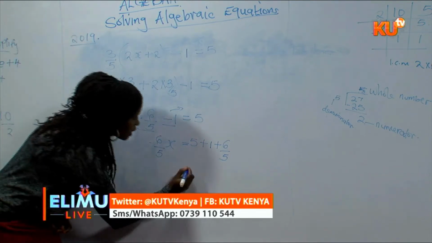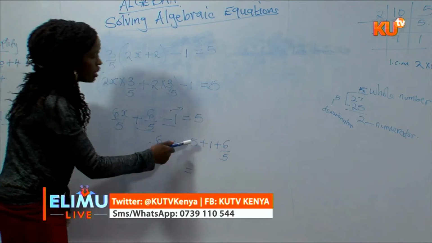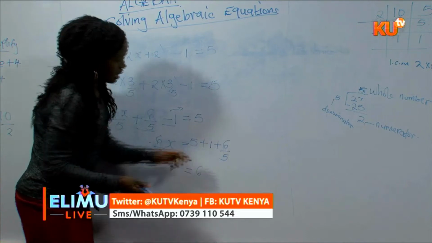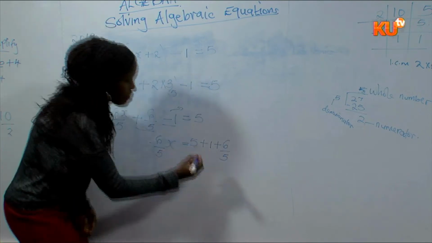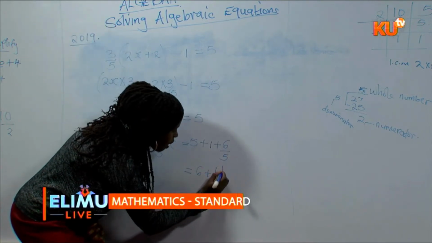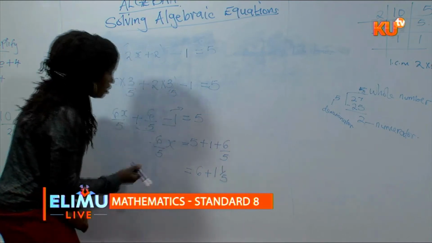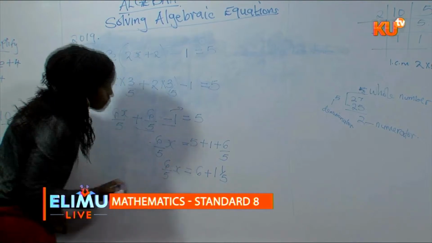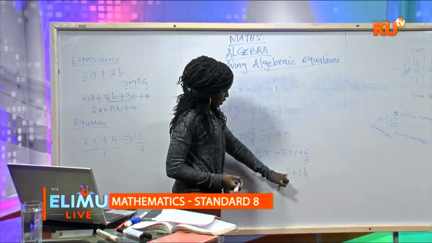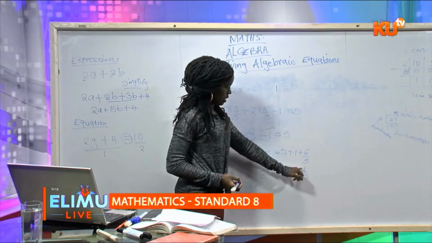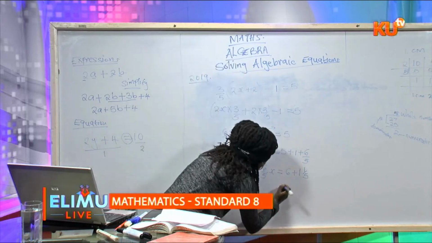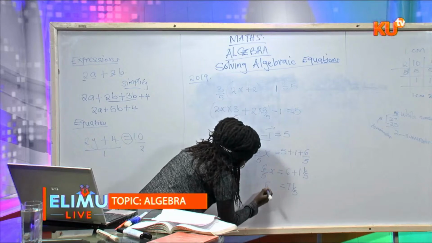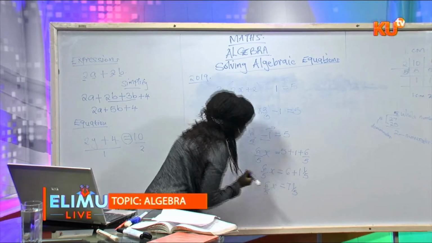x. So let's try to solve this. 5 plus 1 is 6, and then this 6 over 5 is the same as 1 over 5. So this side still I have 6 over 5x. So you add this 6 plus 1, we get 7, and then a fifth. So we have 7 and a fifth. This side I have 6 over 5x.